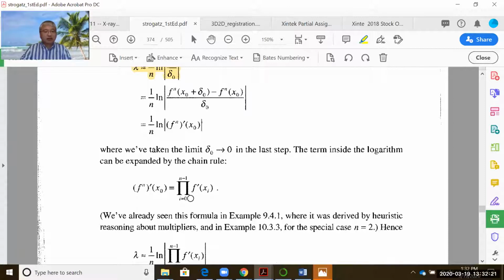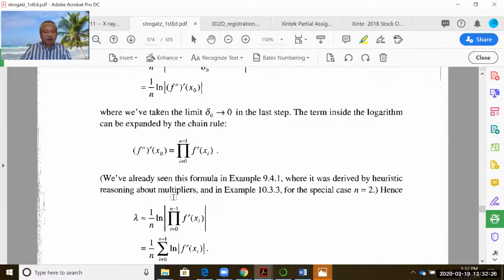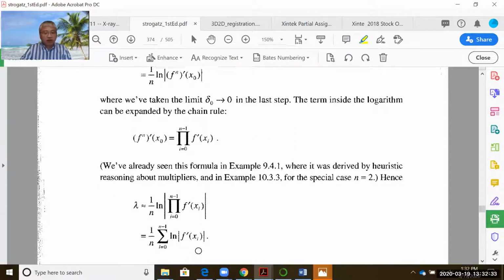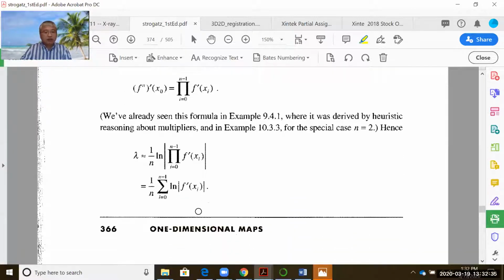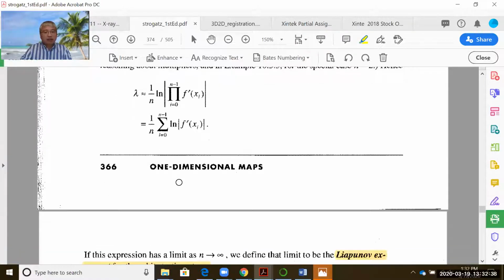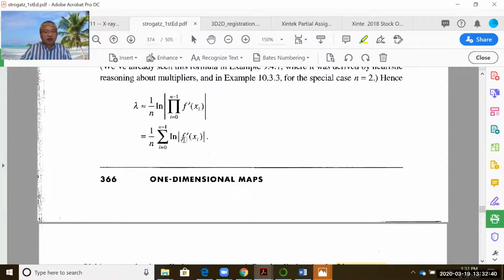So if f prime x0, f prime x1, f prime x2, and so on, a product n times. If we substitute this in, then lambda is given by this formula, and the log of a product can be converted to a sum of logs. That's the logarithmic function. So this is one way to evaluate lambda: you take an initial x0, calculate f prime, and with a sufficient number of iterations, that gives you lambda.